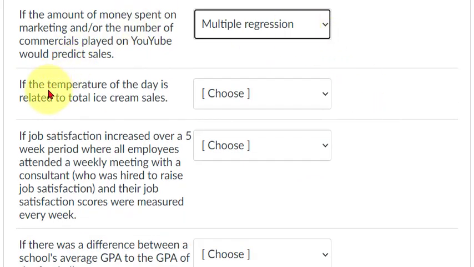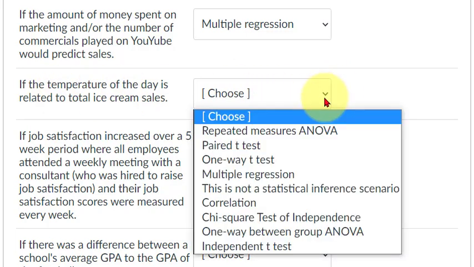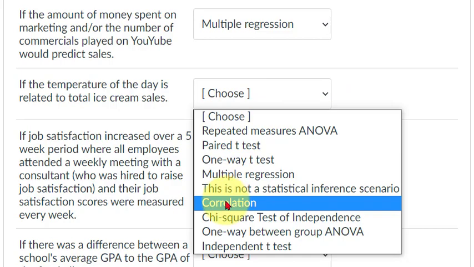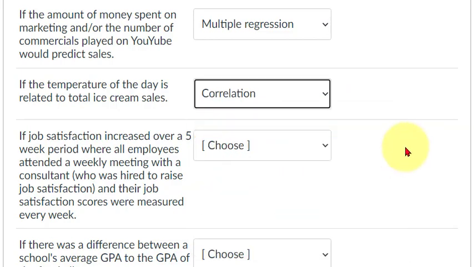Next one, if the temperature of the day, that's a continuous variable, is related to the total number of ice cream sales. So related doesn't say predict, it just says related. That means it's a correlation, right? Because you got temperature, which is a continuous variable, and ice cream sales, which again is another continuous variable. So only the correlation looks at two continuous variables.